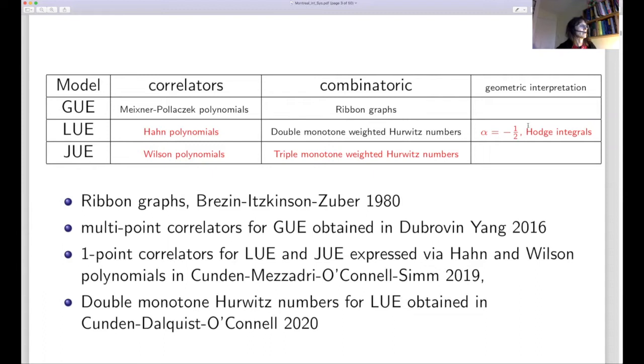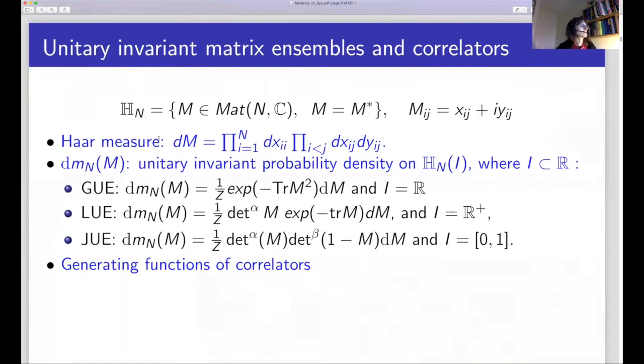And so let me start with the models. As I told you, we have these three ensembles, and these are the three measures, with Z the normalizing factor. These are Hermitian matrices, where M is the measure, and we put on this ensemble H_N a probability measure dμ_N, which are these three ones: the Gaussian, the Laguerre, and the Jacobi. The Gaussian lives on the whole real line, so the eigenvalues are on the whole real line. For the Laguerre we have only the positive reals, and for the Jacobi we have the interval [0,1].